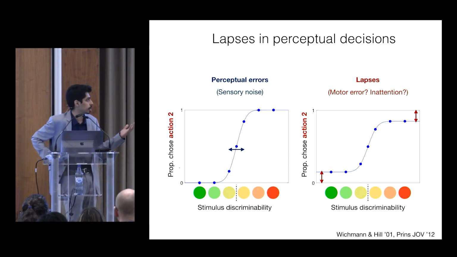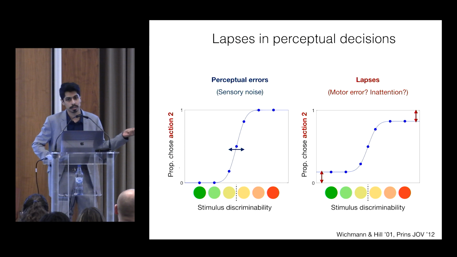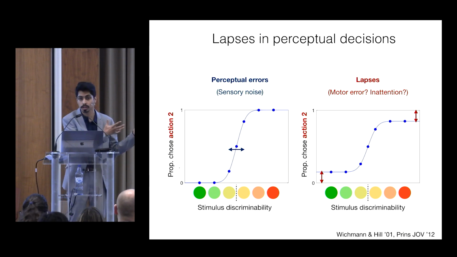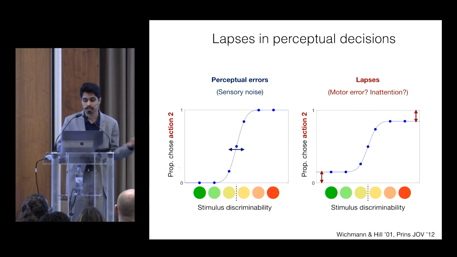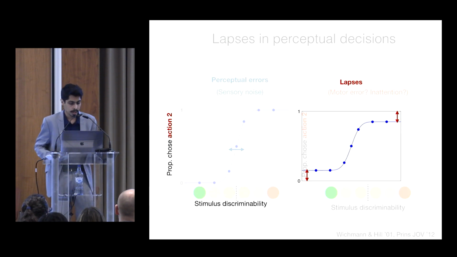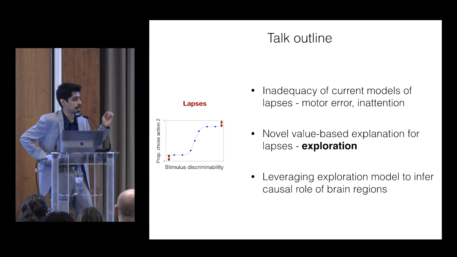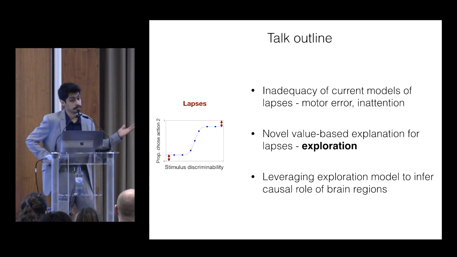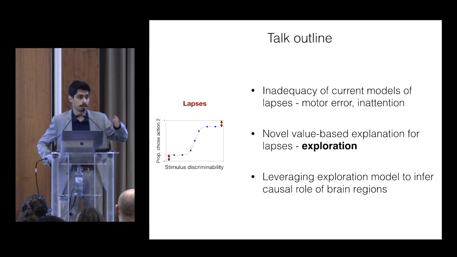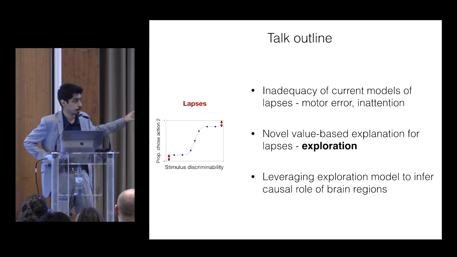And a lot of people have recognized that these lapses are important to fit accurately to estimate other parameters well. But typically, lapses are treated as a nuisance because they're thought to arise from uninformative processes like errors in motor execution or a lack of attention to the task. Today, I'd like to try to convince you that motor errors and inattention are an inadequate description of these lapses and propose a novel value-based description of them, that is, that they're coming from exploration. And I'll leverage these models to show that you can actually use the lapses to figure out which part of the decision computation brain regions are causal in.